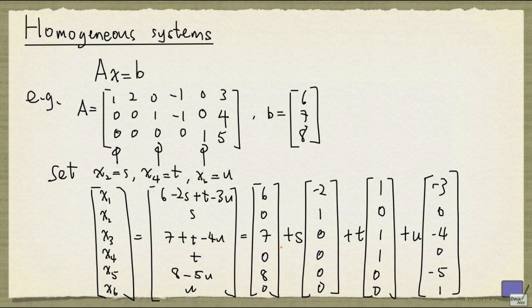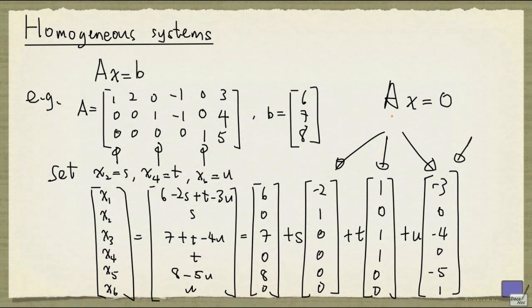So for every choice of real numbers s, t, and u, I get a solution to the system Ax equal to b. If you look at these three tuples here, they satisfy the system Ax equal to 0, and you can easily check that. So these three tuples satisfy the homogeneous system, whereas this tuple here satisfies the original system. As a result, what we have here in front of us is a particular solution to the original system plus a linear combination of solutions to the homogeneous system.